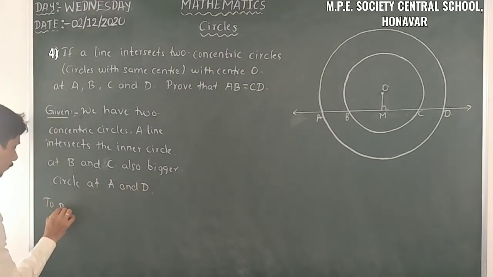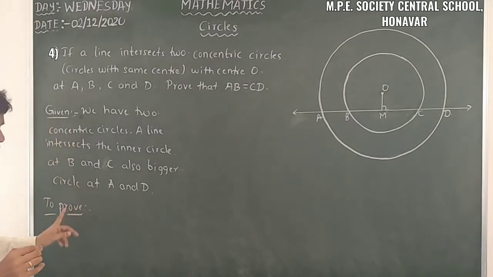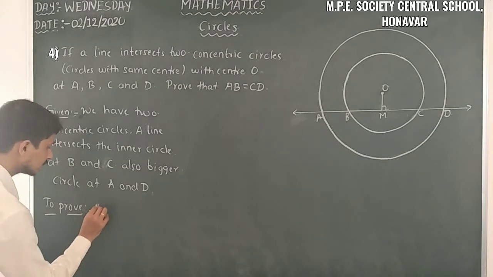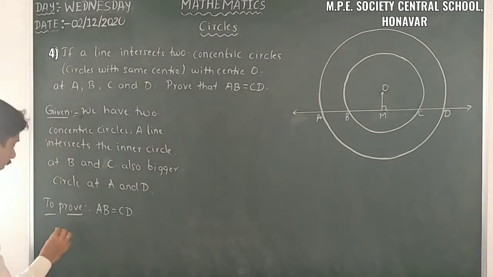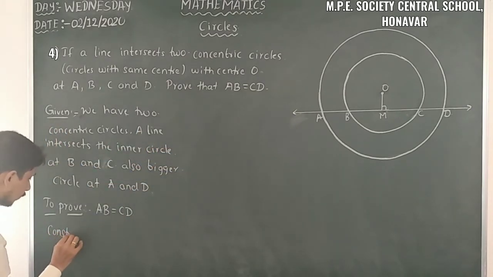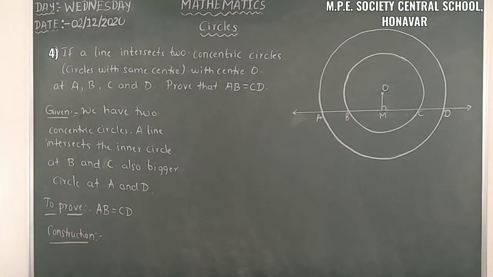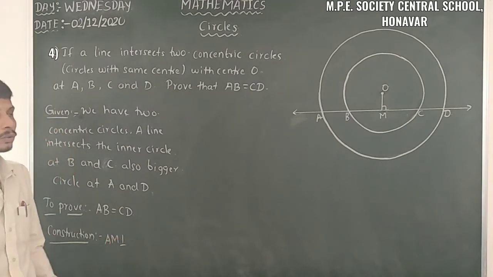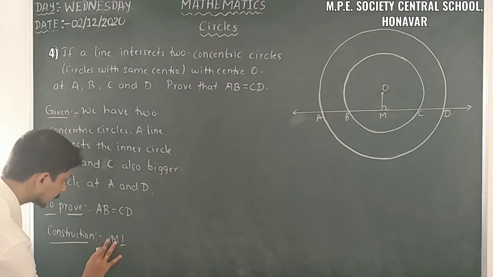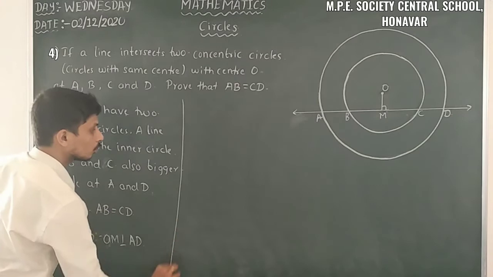Let us take the to-prove. Those are the very essential parts. Firstly we have to write the given, then the prove, then the construction needed. To prove: AB is equal to CD. Construction: OM is perpendicular to AD. Then let us move on to the proof.